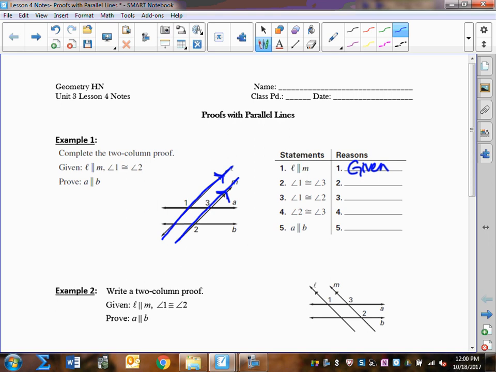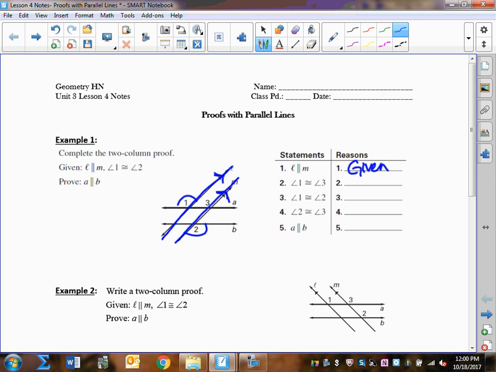Alright. And they also gave us that angle 1 is congruent to angle 2. Now, as it stands, do 1 and 2 have any particular type of special relationship? No. They're not even on the same transversal. And they're not even on the same parallel line. So no special relationship there. We just were given that information. Okay, so we're trying to show that A and B are parallel.